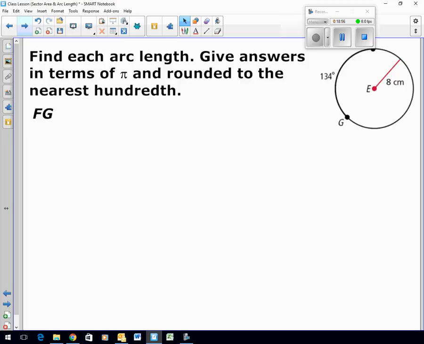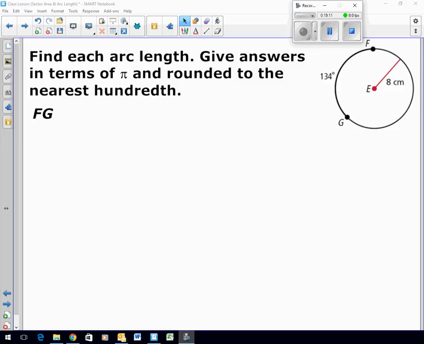Mr. Hobbs, I need an example of what you're talking about. I will grant your request. Find each arc length, give answers in terms of pi, round to the nearest hundredth. It would help if you could see where F is. F is right there. I'm wanting to know what the length of FG is.